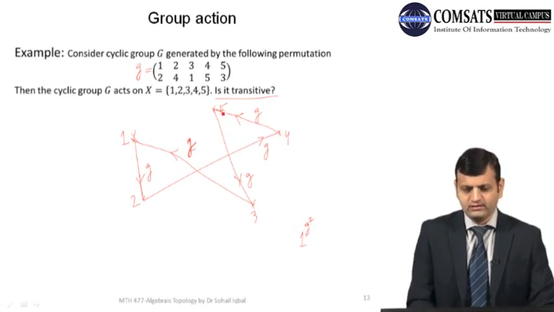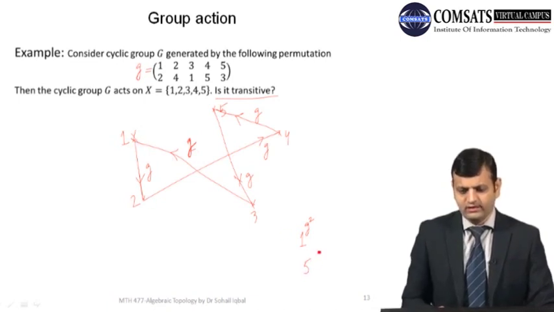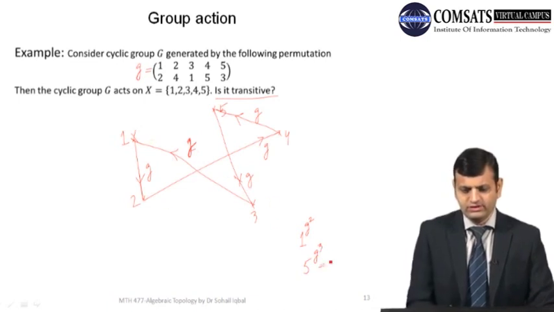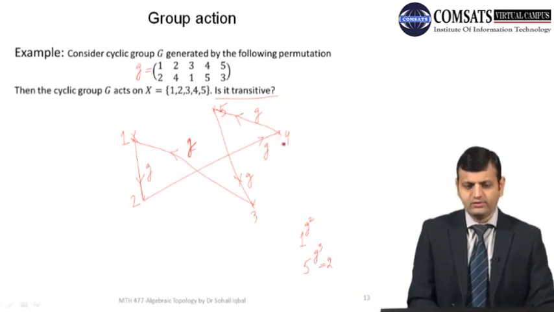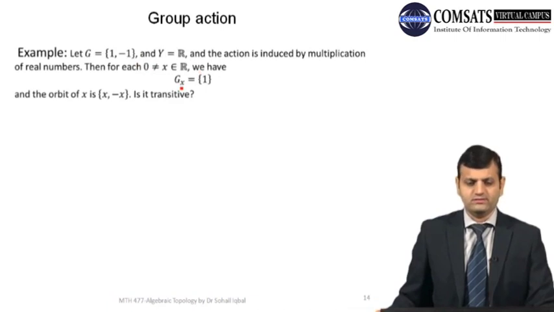And similarly, is there an element of the group taking 5 to 2? Of course there is, apply g and then g and then g. So apply g cubed on 5, so g, g, g, and you will get 2. So similarly, we can find an element of the group taking any element of the set X to any other element. So in other words, we can say that the action is transitive.